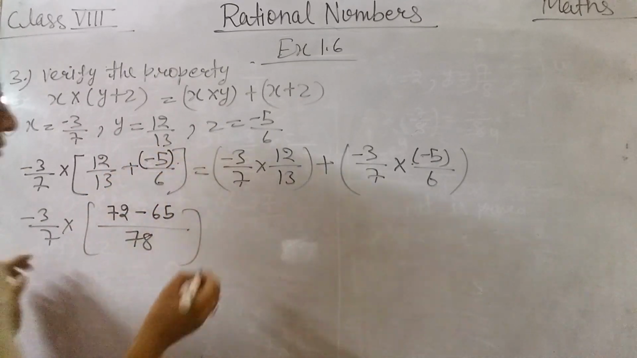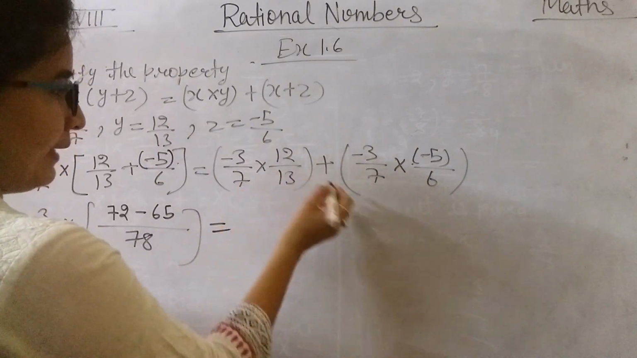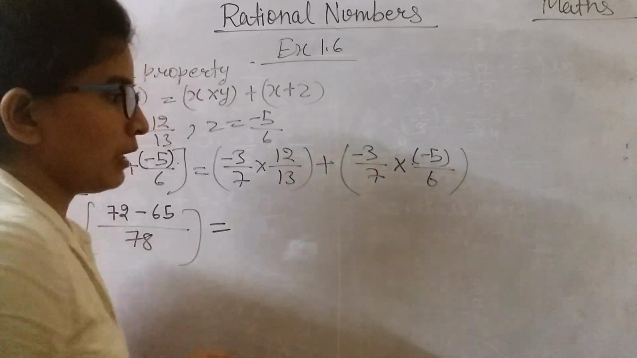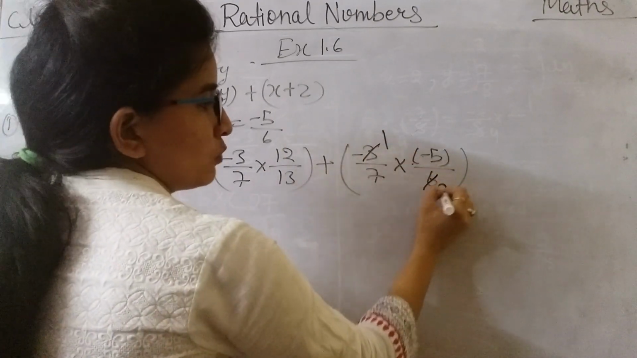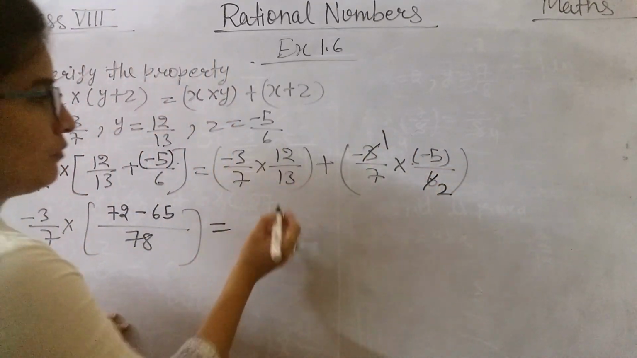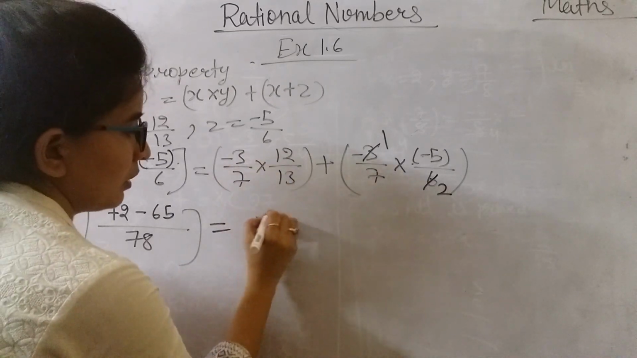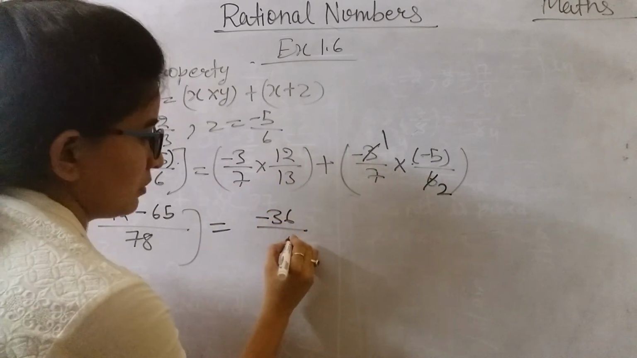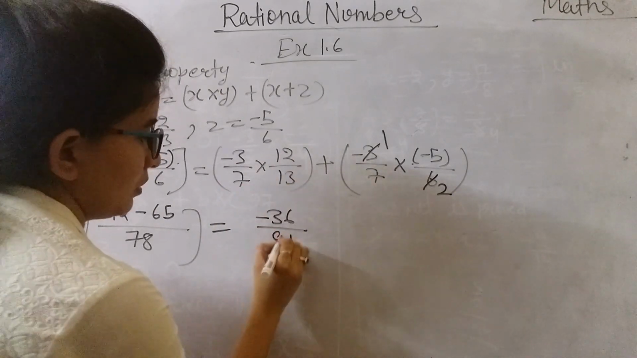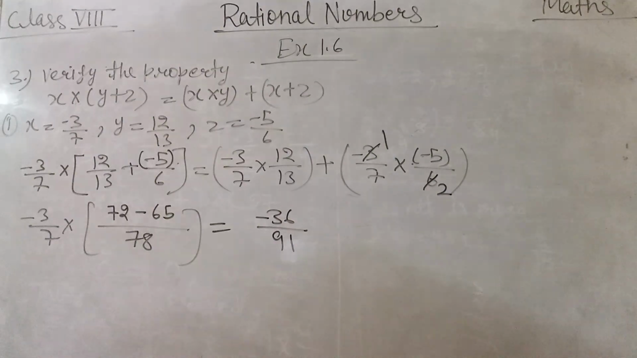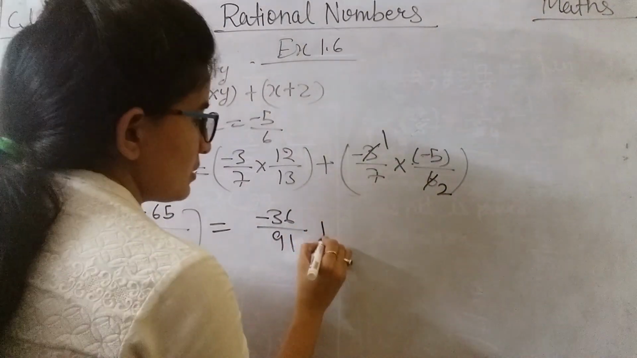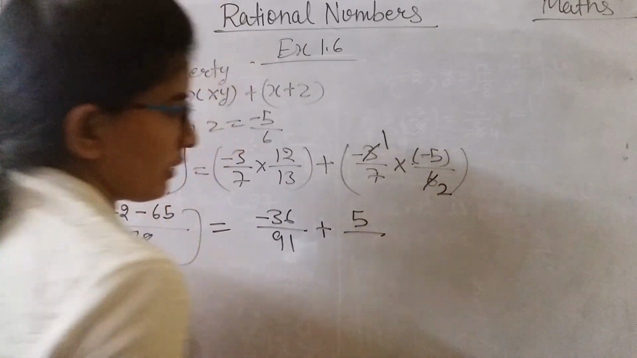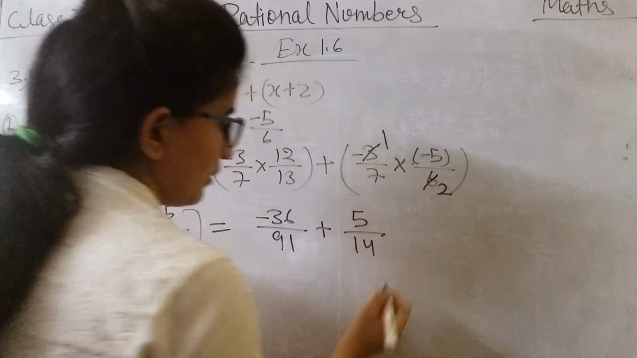Now on the right hand side, if any number is coming in the same table, we can cut them here. 3 ones are 3, 3 twos are 6. Now we have 12 threes are 36 and 13 sevens are, that would be 91, plus 5 ones are 5, minus minus would be plus, it would be 5, 7 twos are 14.